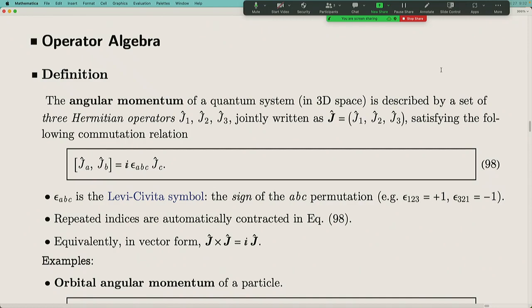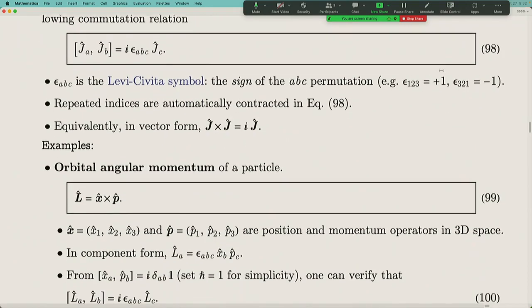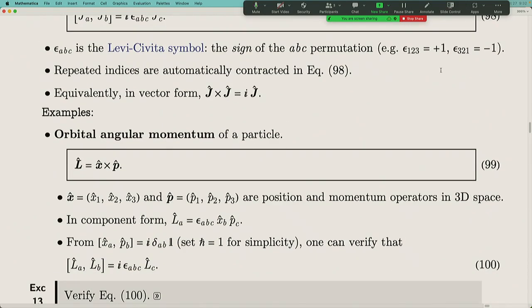Okay, and then equivalently, in terms of vector form, we can also write it in this way, because this is nothing but the definition of the cross product. For example, the third component of the cross product of these two corresponds to J1 times J2 minus J2 times J1, which is exactly the commutation relation in the front. So that's just another way that people write it. If you ever see that in the textbook, don't panic.